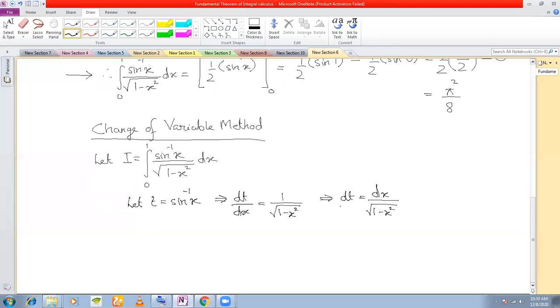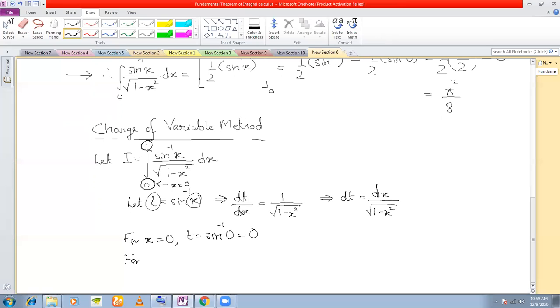Now comes something new. Now see, we have changed the variable from x to t, right? That means the limits that are there, the lower limit and the upper limit, these also will change. How will it change? See, for x is equal to 0, what is the value of t? Sine inverse 0. That means 0.